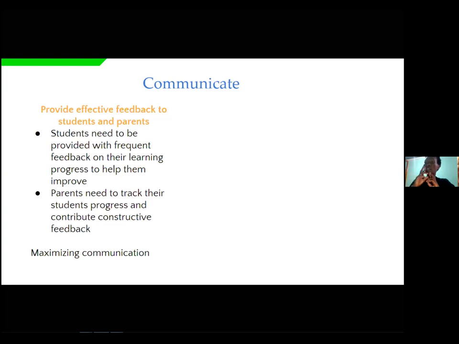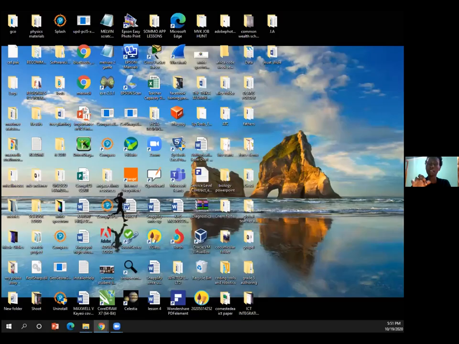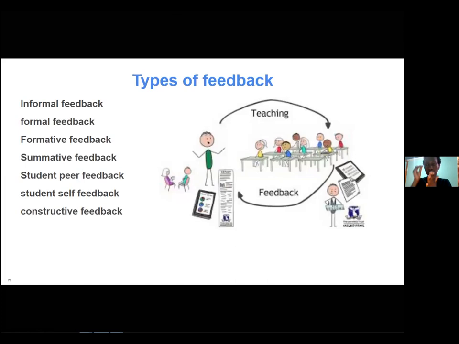And that takes us to the types of feedback that we can expose our learners to. There are quite a number of types of feedback. Informal feedback and formal feedback, I've briefly touched on them in the previous slide. Formative feedback, summative feedback, student peer feedback, and student self feedback. And finally, we shall look at constructive feedback. Remember, it is your duty to facilitate learning. But in so doing, use feedback to improve your instruction strategy.